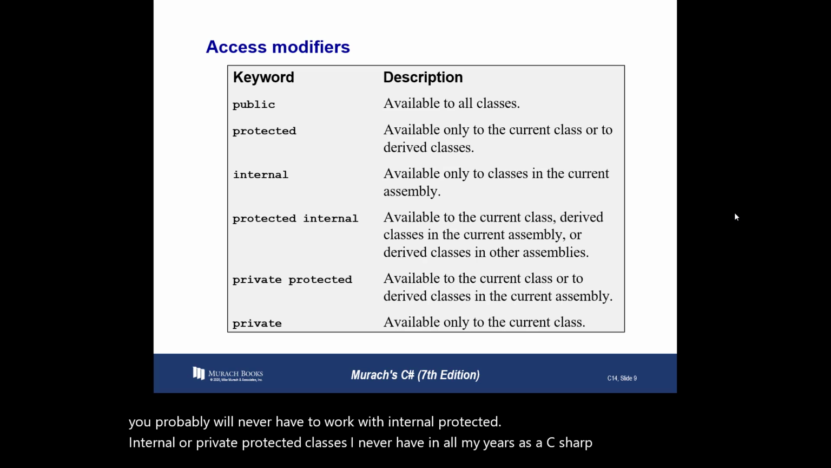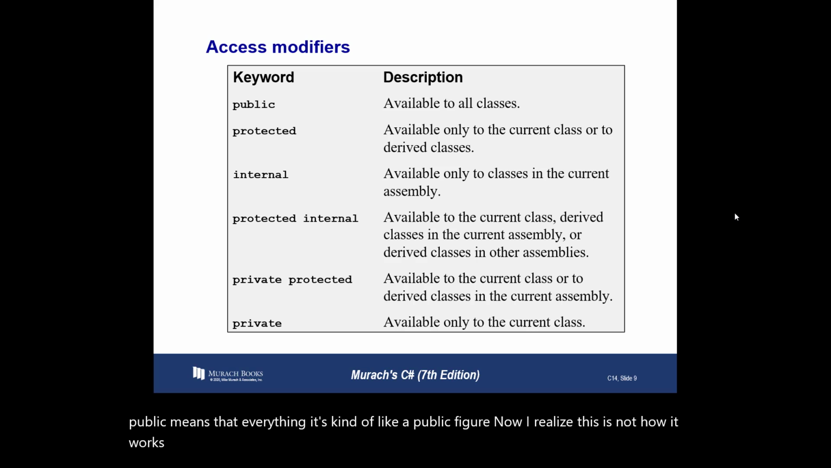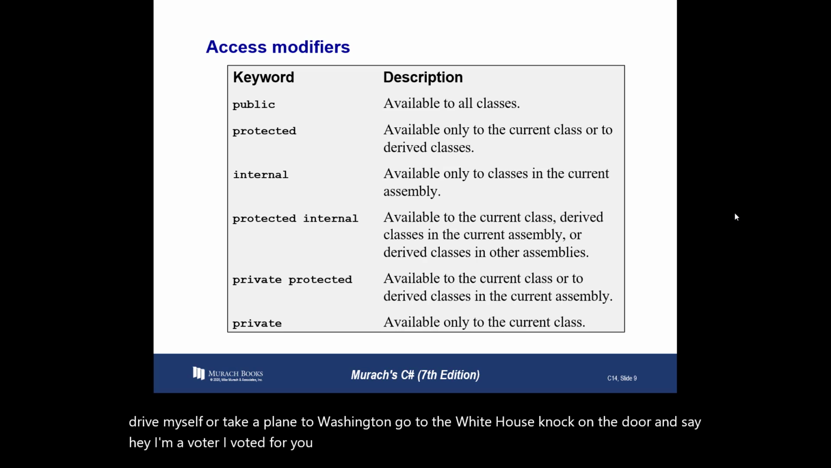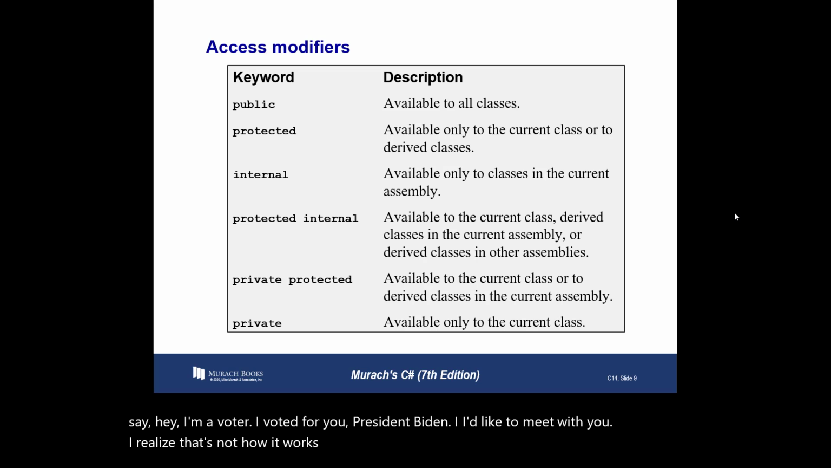But public means that everything, it's kind of like a public figure. Now, I realize this is not how it works, but technically, as a public figure, I should be able to drive myself or take a plane to Washington, go to the White House, knock on the door and say, hey, I'm a voter. I voted for you, President Biden. I'd like to meet with you. Now, I realize that's not how it works for security and a lot of other reasons, but a public figure means that technically that figure is available to the public.